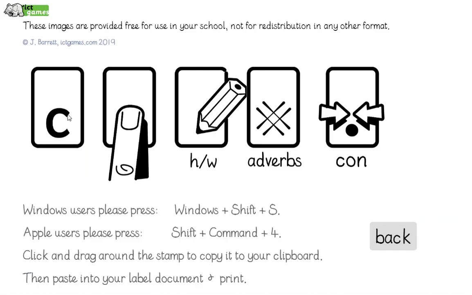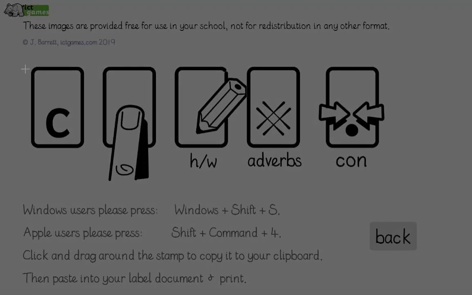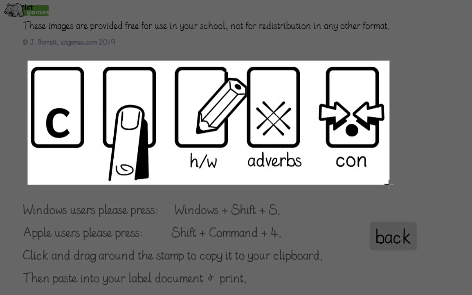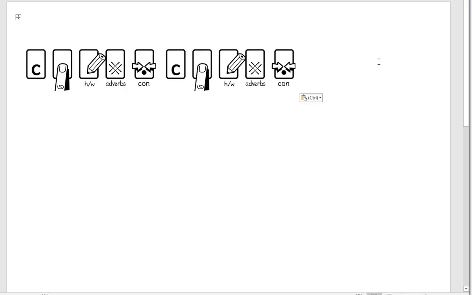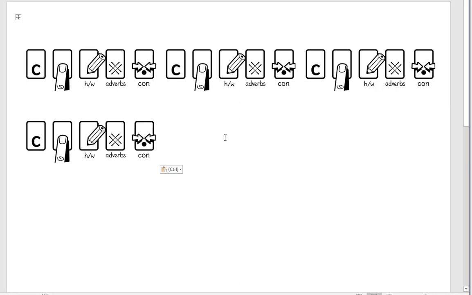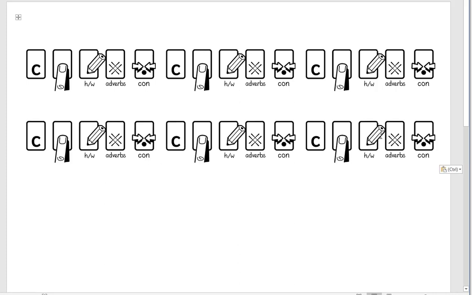I press OK. I get this symbol that I can now copy to my clipboard. So Windows Shift and S, or on an Apple device, Shift, squiggly command, and 4. So I'm on a Windows device. Windows Shift and S. I'm going to draw a box around that. A marquee, they call it. There we go, and I've copied that to my clipboard by doing that. And then if I go to my stickers template that I use in my school, I can then paste that into my stickers, and then I can print those out.